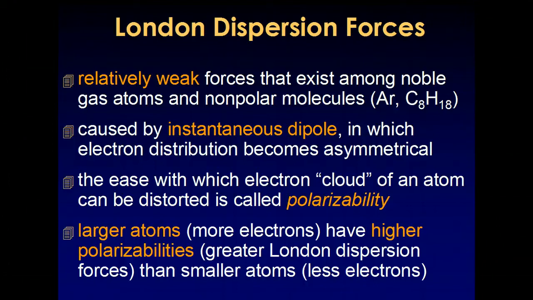If you go down the row with the halogens, fluorine is a gas. Chlorine is also a gas. Bromine is a liquid, whereas iodine is a solid. As we go down, we are increasing our electrons, which is increasing our polarizability, because we have more electrons in iodine than we did in bromine or chlorine or fluorine.